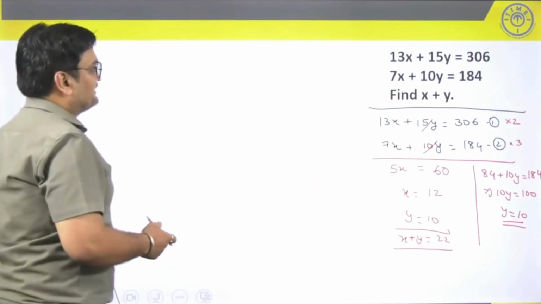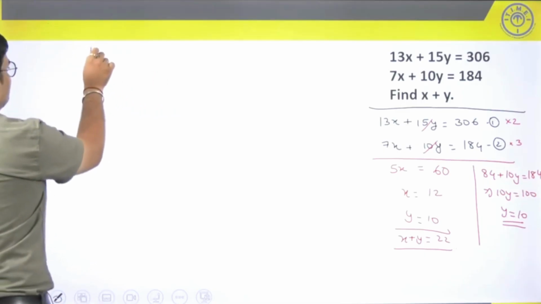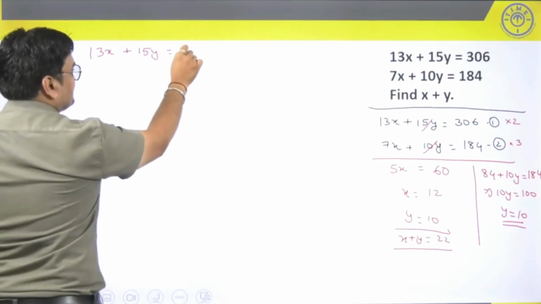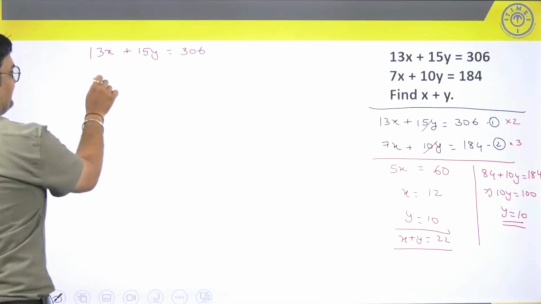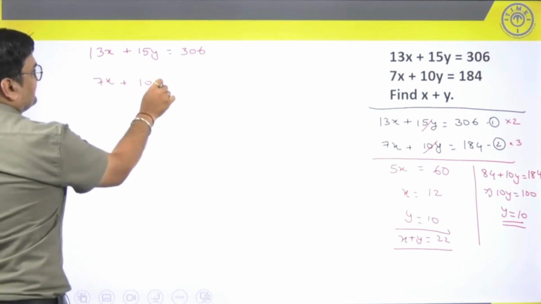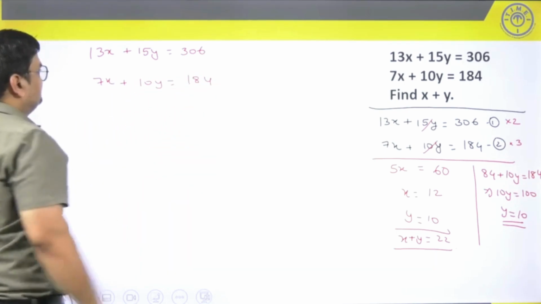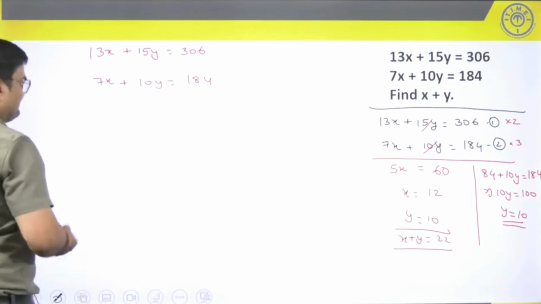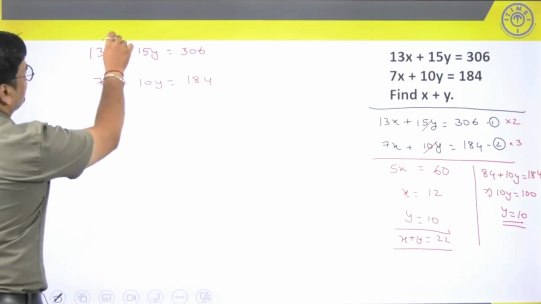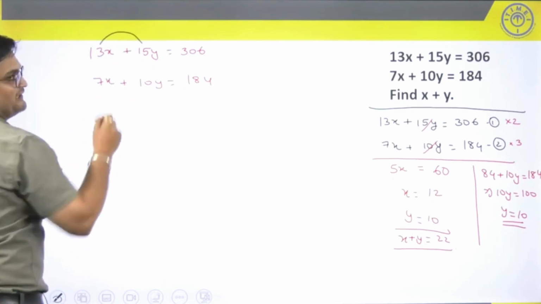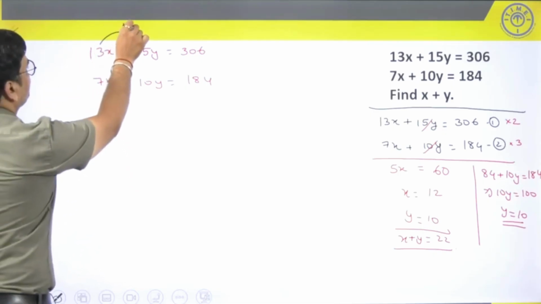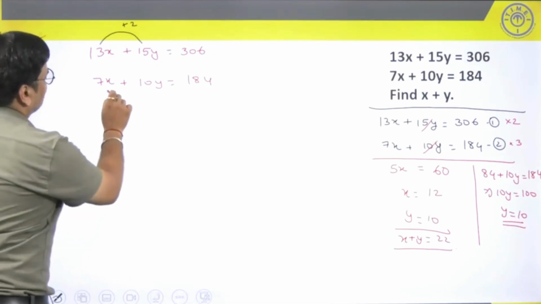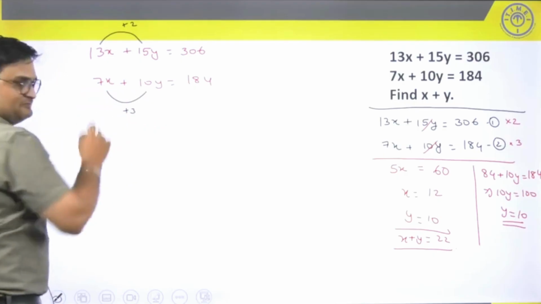Now let's try to understand what the trick is. So I'll just write down the equations again. 13x plus 15y is equal to 306 and 7x plus 10y is equal to 184. So the steps involved in this trick are: step 1, take the difference of the coefficients. So 13 to 15, it's an increase of 2. So the difference of the coefficient is plus 2, second term minus the first term, so I'm also taking the sign. Here what is the difference? It's plus 3, 10 minus 7, 3.